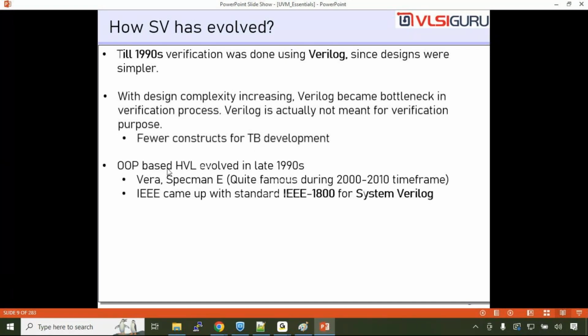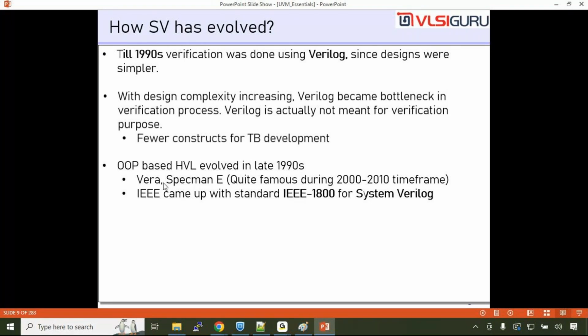That is where object-oriented programming based HVLs evolved in the late 1990s. Verilog, is it object-oriented programming? No, right? They found that for all these problems, to develop a test bench in an efficient manner, the solution is object-oriented programming. That's how C++ evolved. Because you view the things at a bigger level where everything is put into one unit, what we call encapsulation. There are some benefits which you get by moving to object-oriented programming based languages.